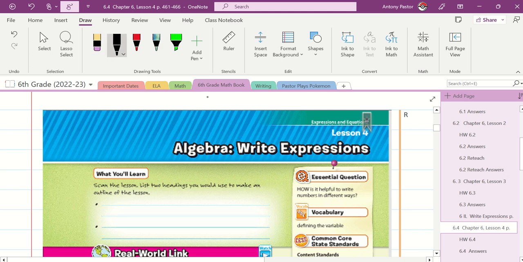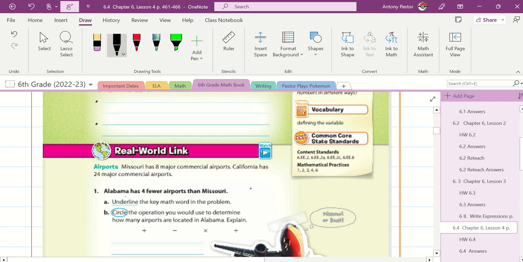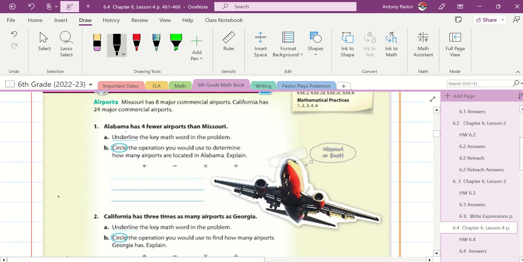Welcome to Math with Mr. P. Today we're doing 6th grade math, chapter 6, lesson 4. We are talking about writing expressions today. Let's go ahead and start with the real world link.